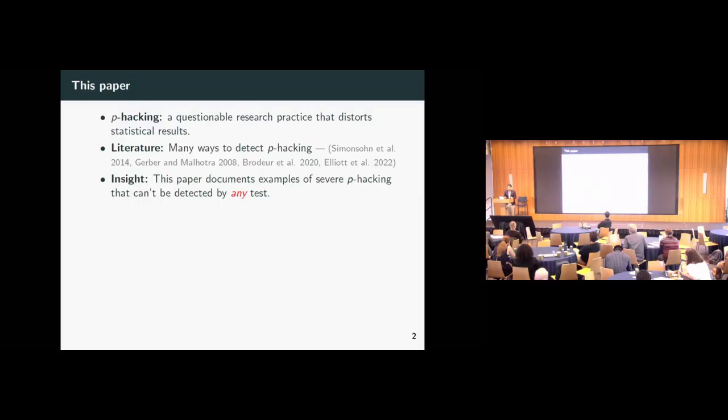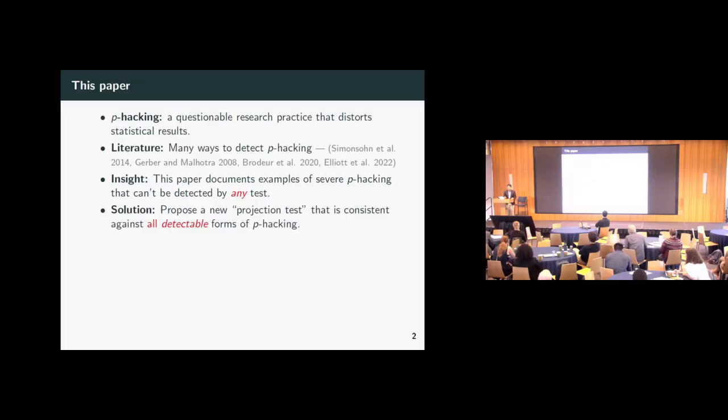Now, what I'm going to show you first is some bad news. The bad news is that there are some examples of severe p-hacking that we can prove are undetectable by any examination of the t-curve at all. One will never be able to develop a test that looks at the t-curve that could detect certain kinds of p-hacking. And these kinds of p-hacking are both severe and simple. They don't need to be very exotic. So that's the bad news.